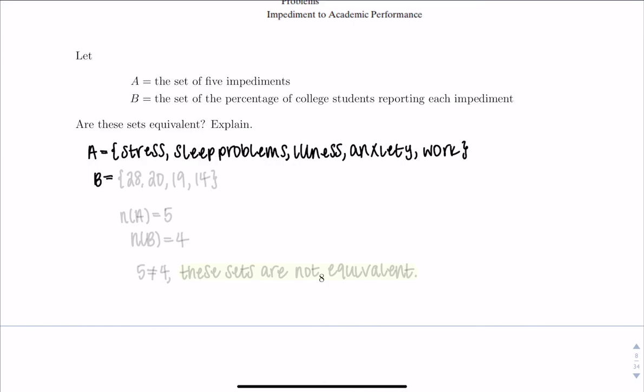Set B is those percentages that are listed above the bars. So we've got 28, we've got 20, we have 19, but it's twice, and so we only need to list it once. And we've got 14. And so the cardinal number of A is 5. And the cardinal number of B is 4. So because 5 does not equal 4, these sets are not equivalent.